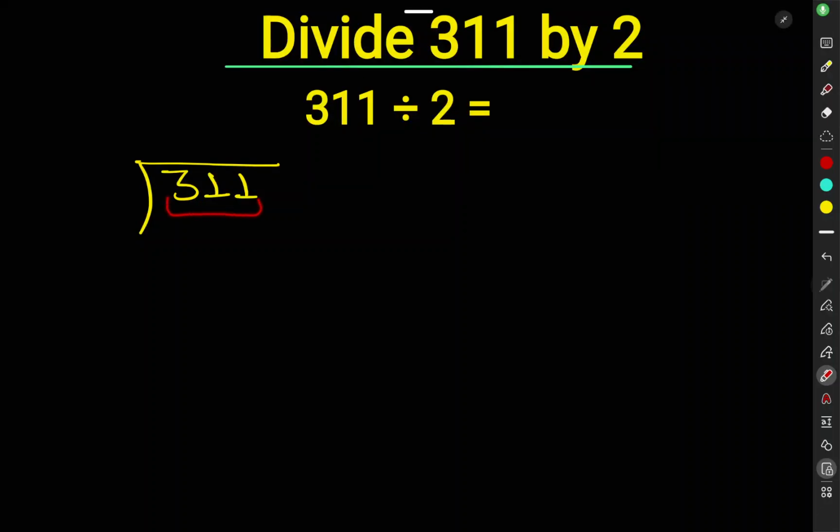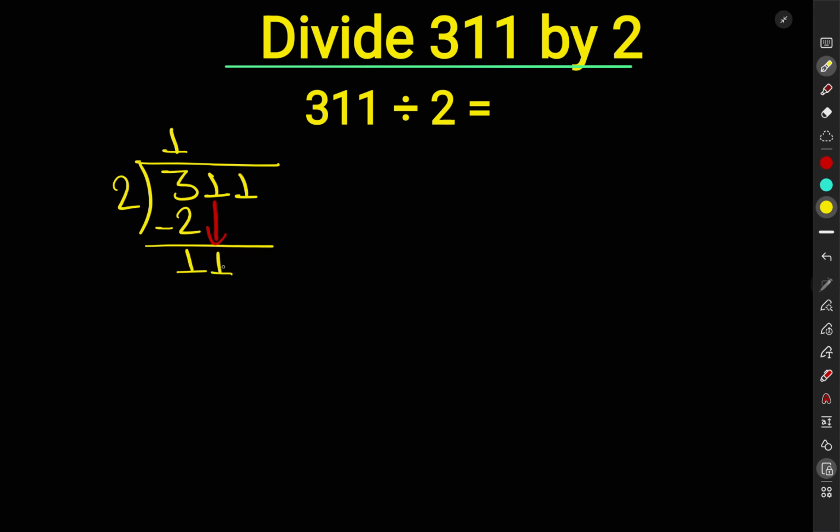Divide 311 by 2 in long division method. So 2 times 1 means 2. On subtracting we get 1. So now this 1 is less than 2. So we put down the number beside this 1.